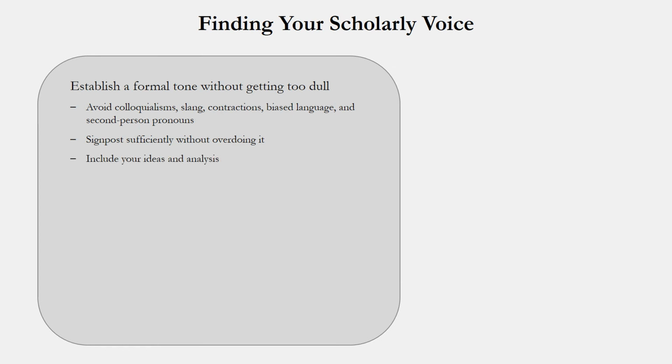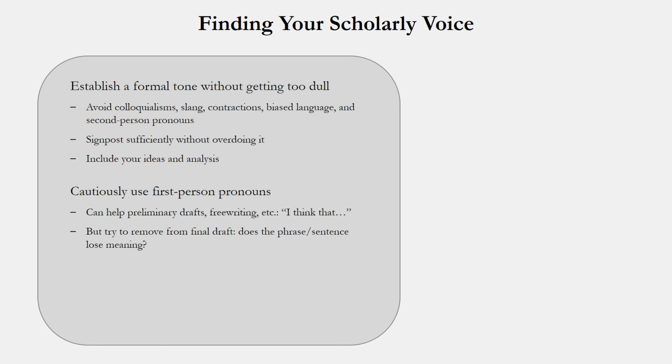And more importantly, add your own thoughts, ideas, interpretations, and analysis to the conversation. What's your position on whatever it is that you're writing about? That is the key to developing your scholarly voice. With that said, use first-person pronouns cautiously. Certainly, they can help you while free writing, but try taking them out when revising. If your phrase or sentence doesn't lose any meaning without them, obviously you don't need them. Only use them when appropriate, such as when you're trying to achieve a certain degree of assertiveness or clarity, or when you're positioning yourself in your writing. The rule of thumb here is to just be very cautious.